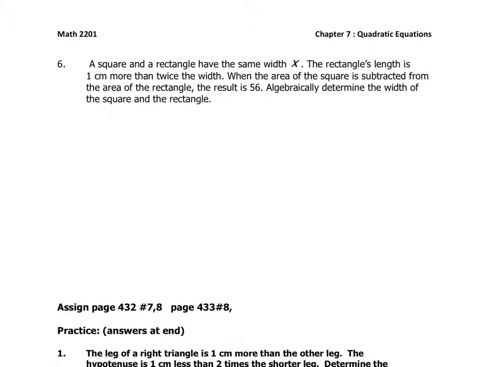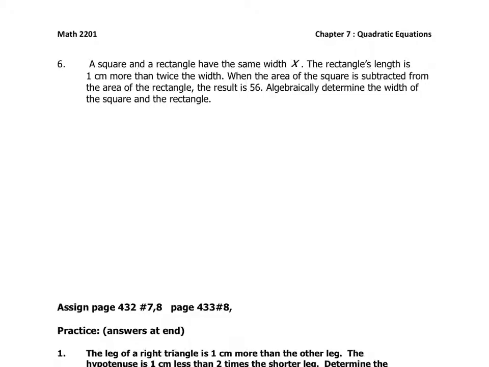And the last question is: a square and a rectangle have the same width x. The rectangle's length is 1 centimeter more than twice the width. So when the area of the square is subtracted from the area of the rectangle, the result is 56. Determine the width of the square and the rectangle.